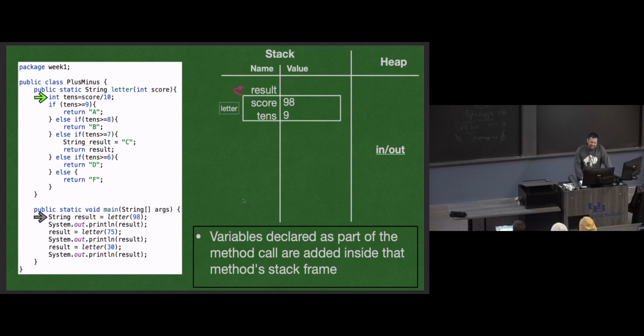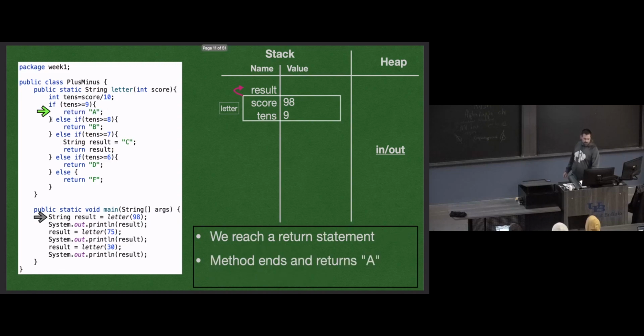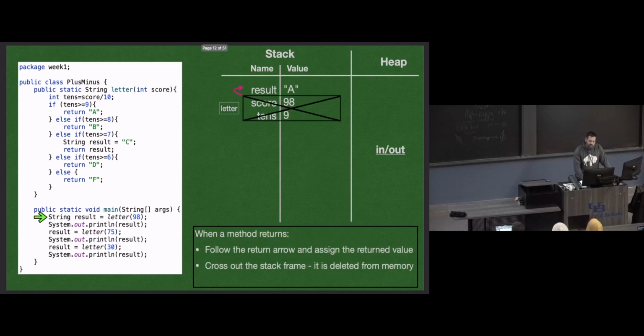All right, so we get tens inside the stack frame. We hit the conditional. We evaluate the Boolean expression tens greater than or equal to 9. Tens is 9, so this evaluates to true, and we execute this code block. The code block says return A. Whenever we hit a return statement, the method ends. Everything's over. The method's over. We're just going to return A. We follow the return arrow, and we get A in result. It gets the return value. And then since we returned, the method ends.